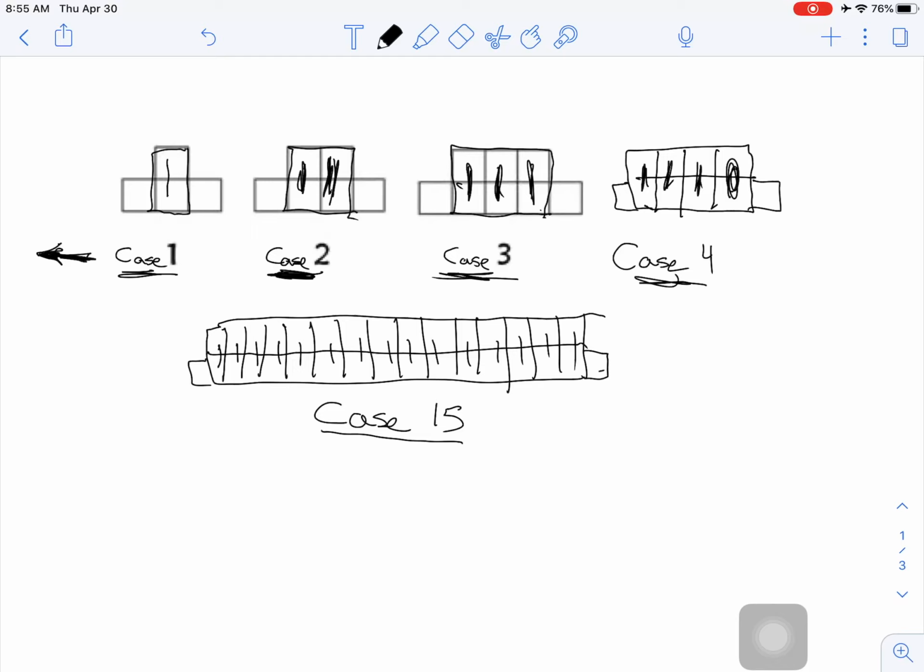Okay, I want you to pause this video here and go and answer the first section of your assignment. Find these patterns out for the 4 patterns I give you.